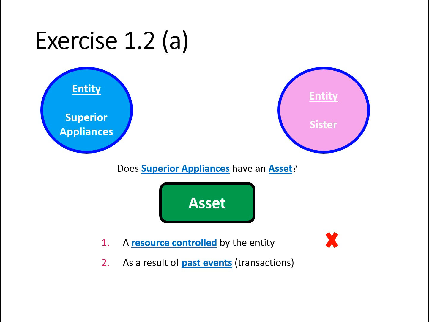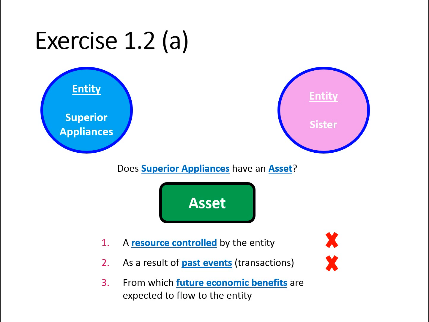Secondly, there must be a result of a past event or transaction. Again, just lending someone something, in this case a computer, doesn't make a transaction. So in this case, we're going to have to say that is not true as well. If maybe the business had to pay the sister some money, then you've got a legal transaction, but at this point there is no transaction.